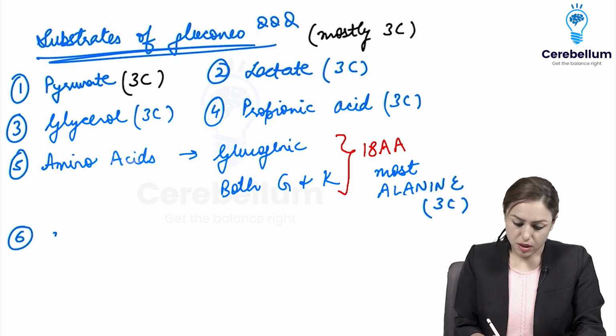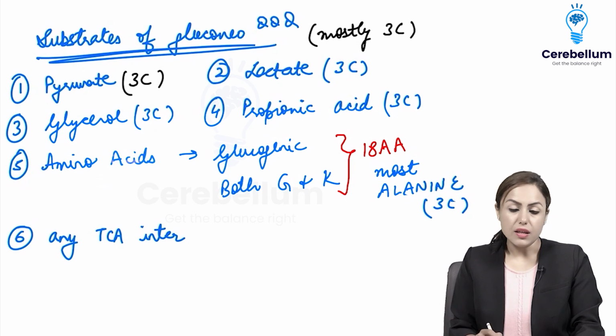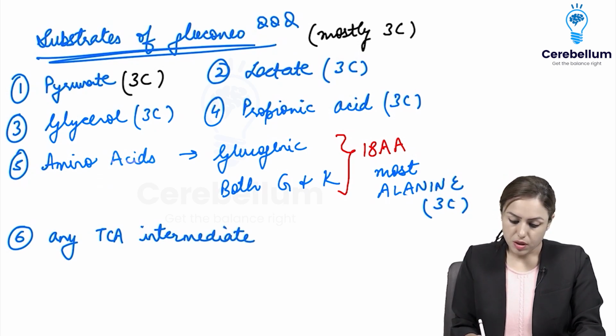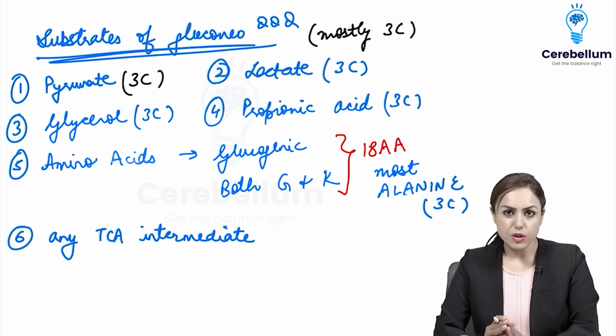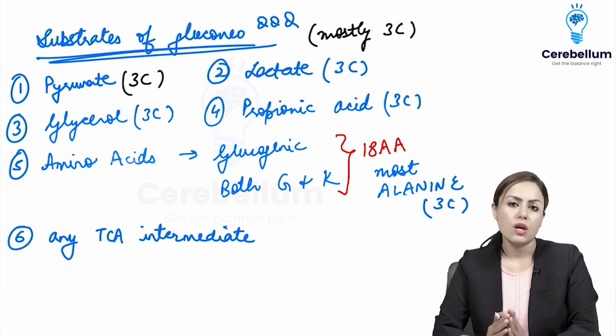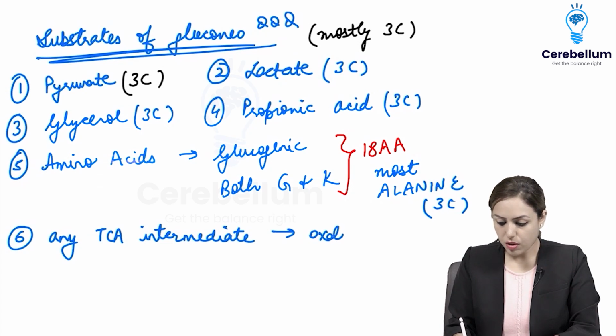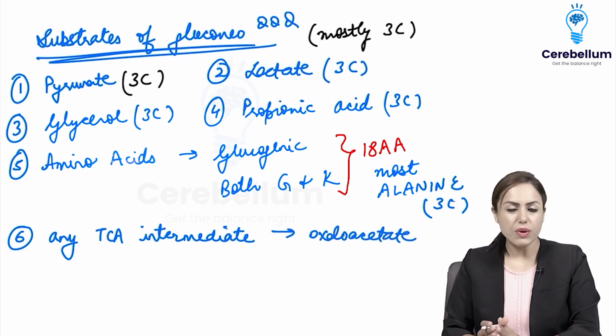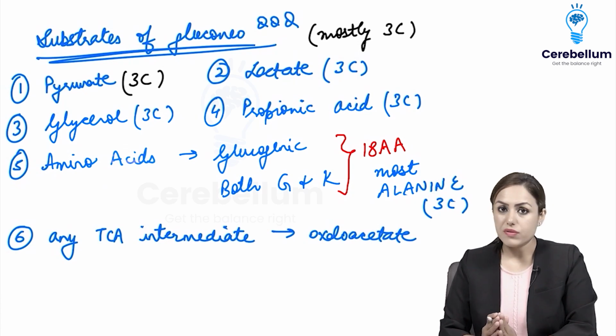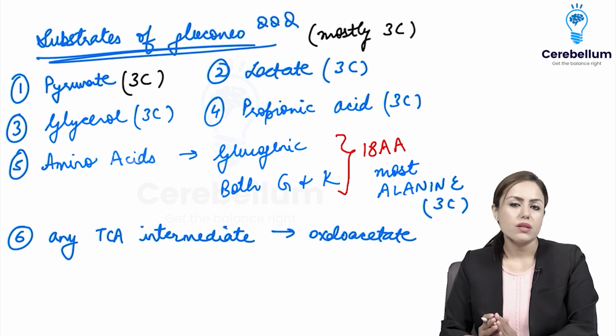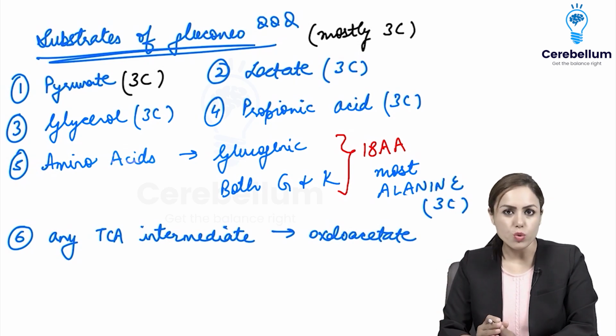Then sixth is any TCA intermediate. I told you acetyl-CoA is not an intermediate of TCA, but all others like citrate, alpha-ketoglutarate, succinyl-CoA, fumarate, they all are substrates. They are all intermediates of the TCA cycle, because any intermediate of the TCA cycle can make oxaloacetate, right? It makes oxaloacetate only in the end. And we have seen in the pathway of gluconeogenesis that oxaloacetate is one of the intermediates and it can be converted to glucose. So any TCA intermediate is glucogenic.